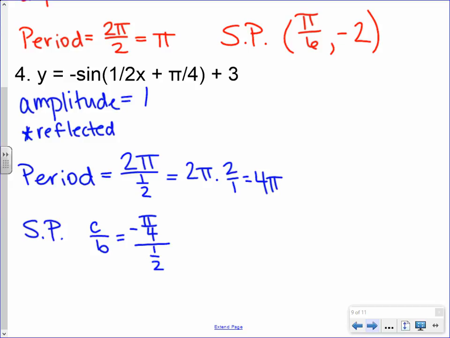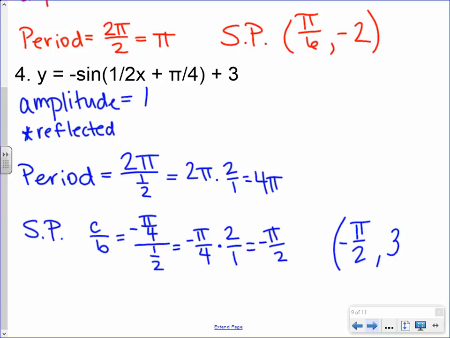Okay, do not panic. You guys are great at fractions, and these are very simple fractions. Okay, we have pi over 4 multiplied by the reciprocal of 1/2. So negative pi over 2 is the x coordinate. So our starting point is at negative pi over 2, comma, what's our y coordinate? Everybody all together? Oh, that was pretty easy.